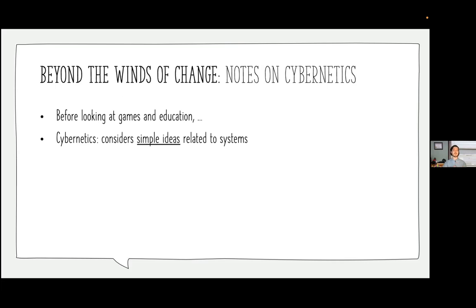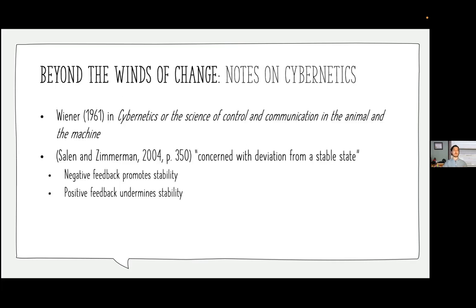Cybernetics considers really simple ideas related to a system. So Wiener introduced this in the 60s. Salen and Zimmerman say it's concerned with the deviation from a stable state. Negative feedback promotes stability, great for an HVAC system. Positive feedback undermines stability. But as a learner, that's what you would want. You wouldn't want to keep your learning stable. You would want to keep improving.